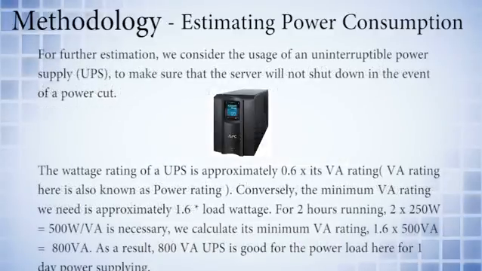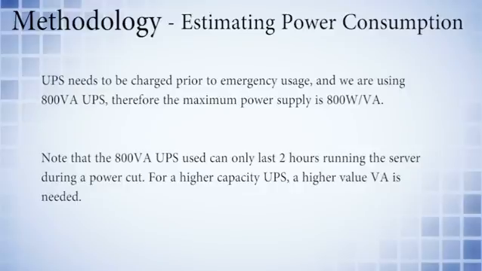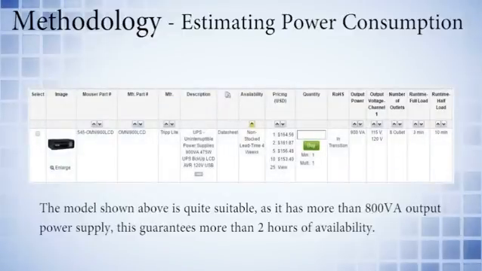For further estimation, we consider the usage of an uninterruptible power supply, UPS, to make sure that the server will not shut down in the event of a power cut. Based on our calculations, we conclude that an 800 volt-ampere uninterruptible power supply is the most suitable. A UPS needs to be charged prior to emergency usage, and we are using an 800 VA UPS, therefore the maximum power supply is 800 VA. Note that the 800 VA UPS used can only last 2 hours running the server during a power cut. For a higher capacity UPS, a higher VA value is needed. The model shown above is quite suitable, as it has more than 800 VA output power supply. This guarantees more than 2 hours of availability.